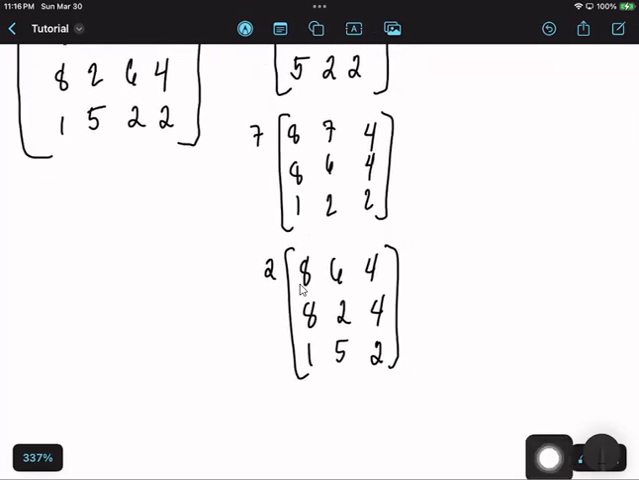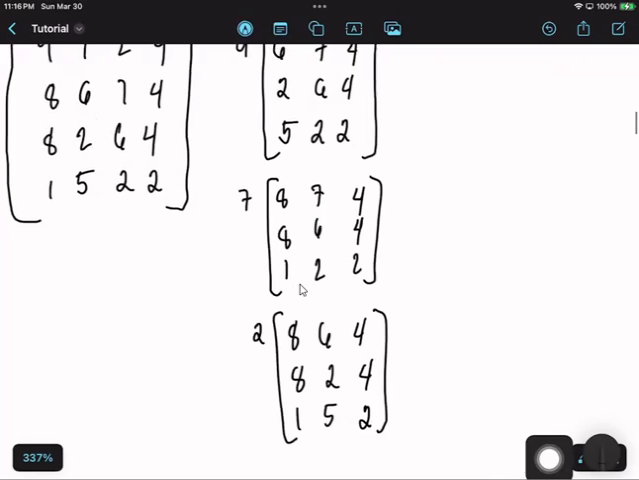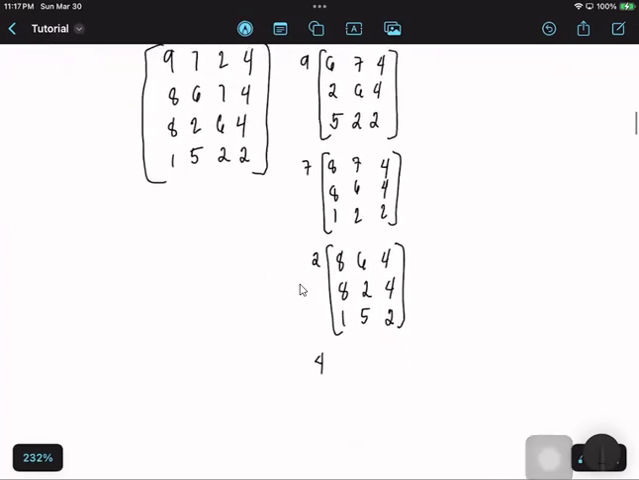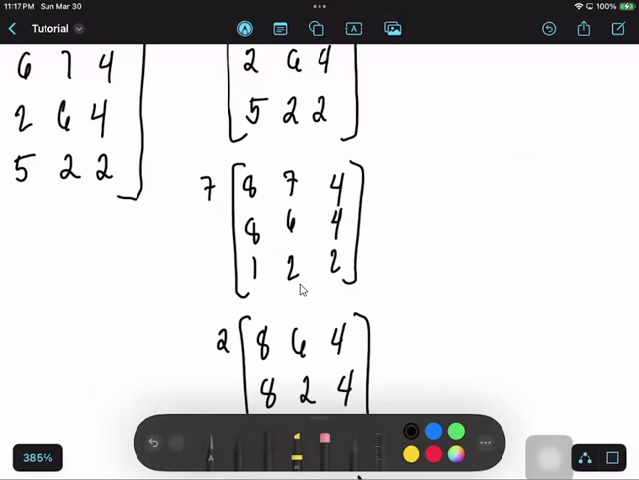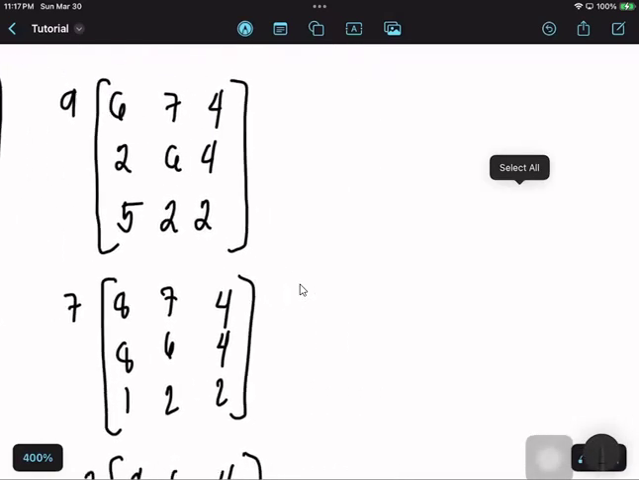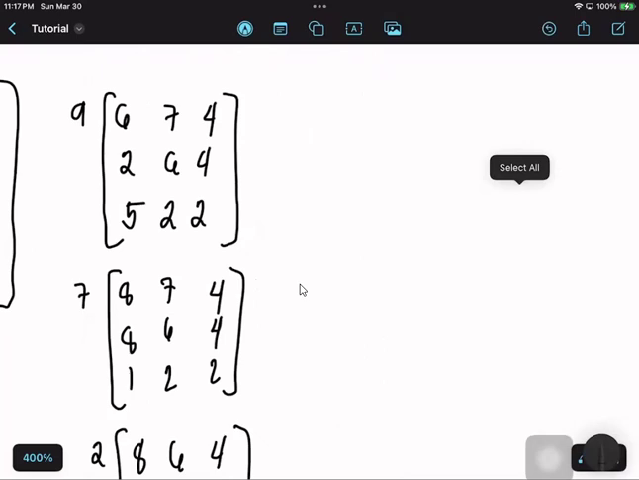So for the 4, it will be 8, 6, 7, 8, 2, 6, 1, 5, 2. Then getting the determinant for this, we'll go step by step through the process.